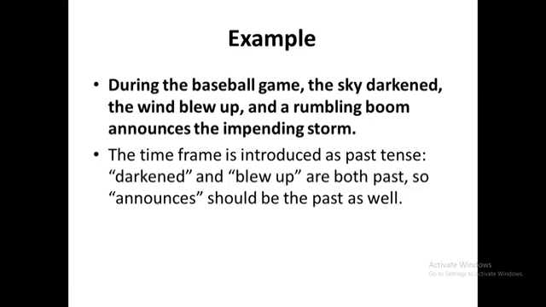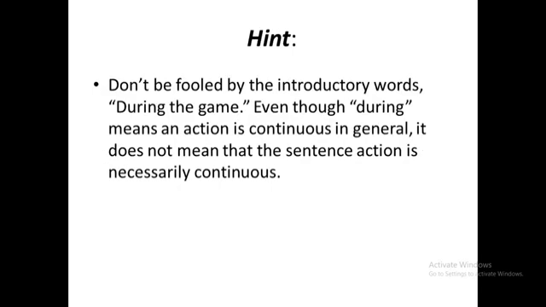Look at the example. During the baseball game, the sky darkened. Obviously that's the second form of the verb. The wind blew up, that's also the second form, and a rumbling boom announces. So we'll use here: announced the impending storm. So the things will be the same in the same tense. So here is a hint. Don't be fooled by the introductory words "during the game," even though during means an action is continuous in general. It doesn't mean that the sentence action is necessarily continuous.